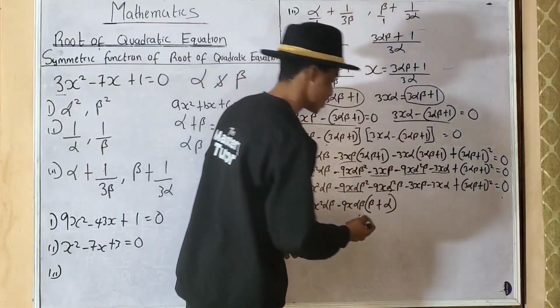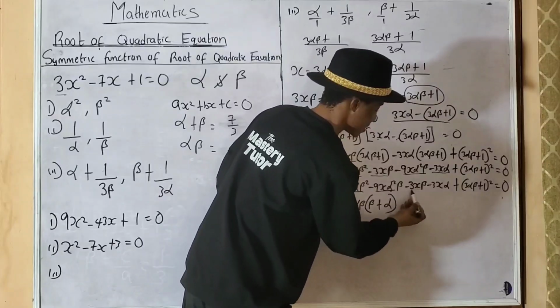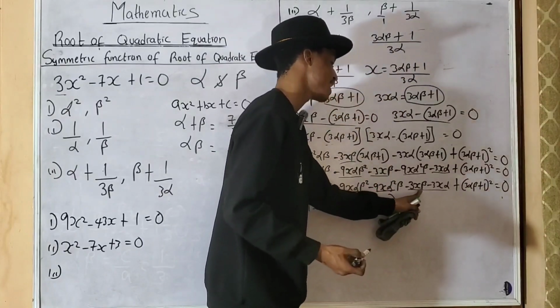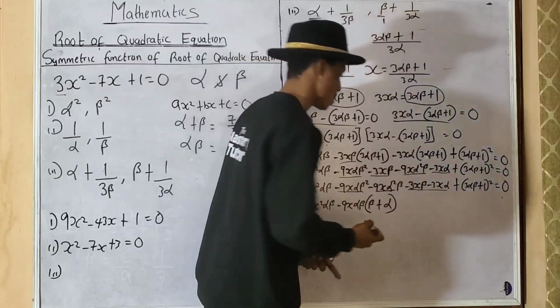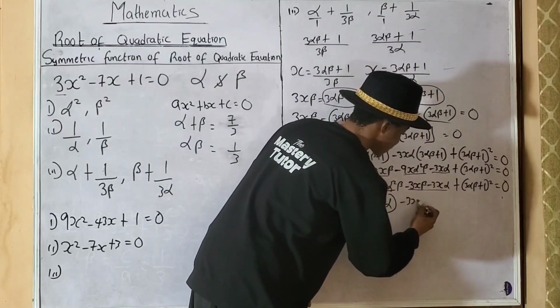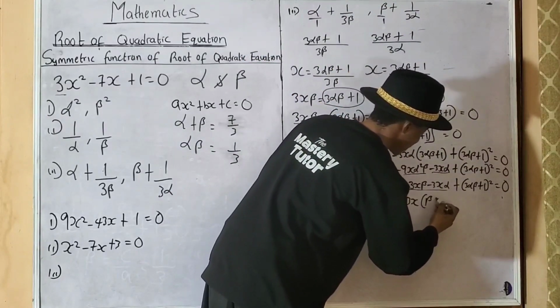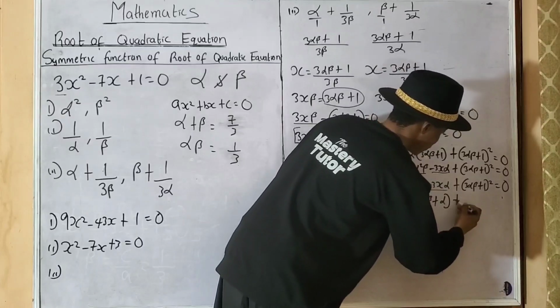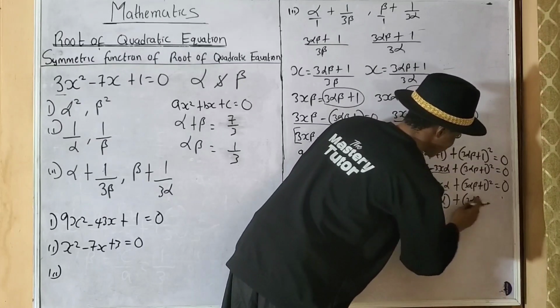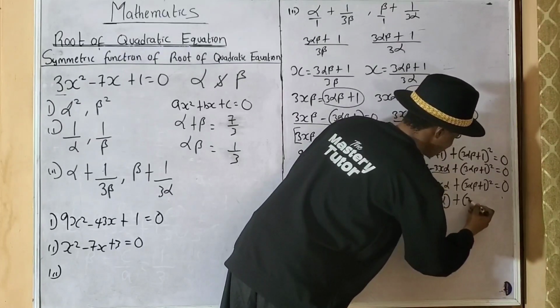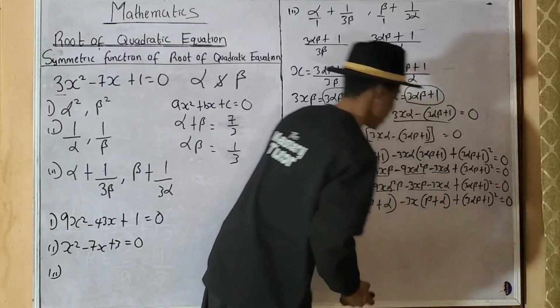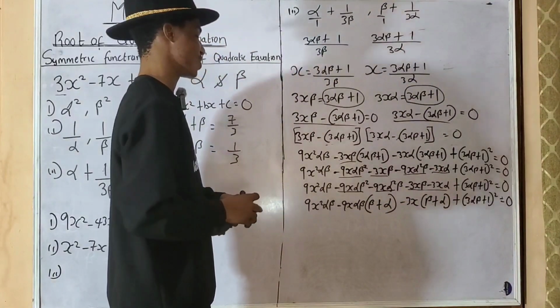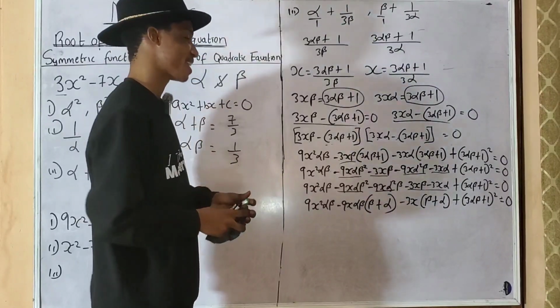So for this, I've already factorized this. Now for the next step, what is common to negative 3x beta and negative 3x alpha? Negative 3x is common, so I'm going to factorize it. Negative 3x multiplied by beta plus alpha plus 3 alpha beta plus 1 squared equals to 0. Okay.